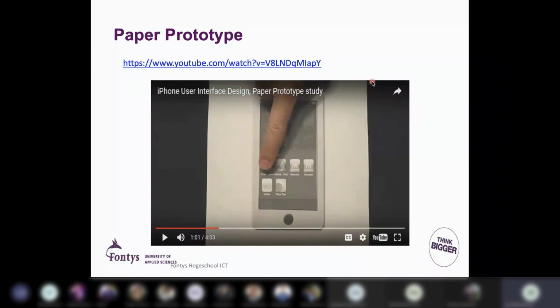We already looked into paper prototype, but briefly. Here's another video. You can just jump into it and see what that actually means in terms of practical meaning. But a paper prototype is nothing more and nothing else than your design on paper, literally like that.